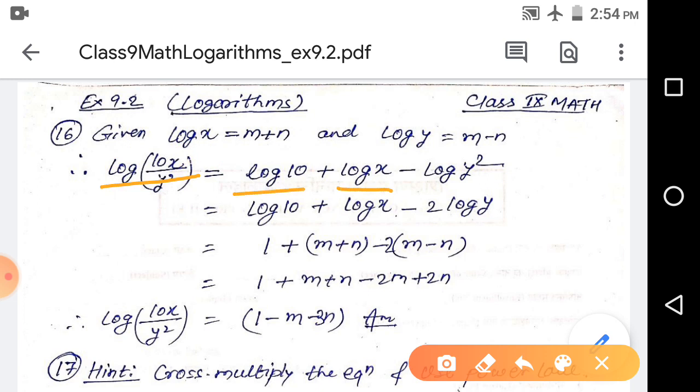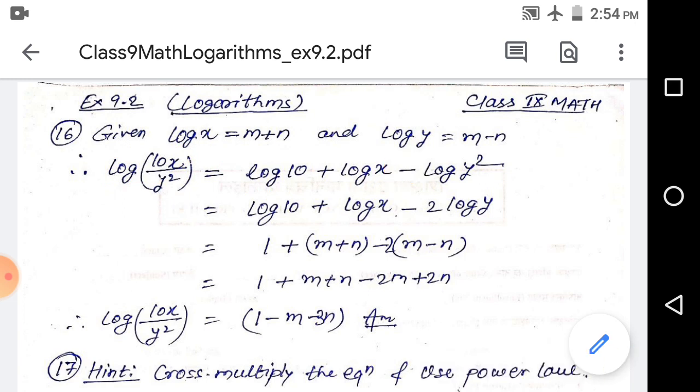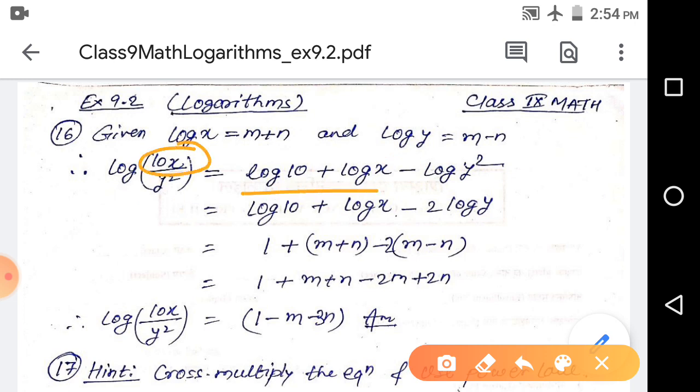But here we have another term, y square, so we can also use the quotient law at the same time, so the minus is used here. So this one is log 10x, which is this part, and minus log y square. So this one becomes minus log y square. Now for the last term we can use the power law. This one is the power, so this can be taken as the multiple here by using the power law.